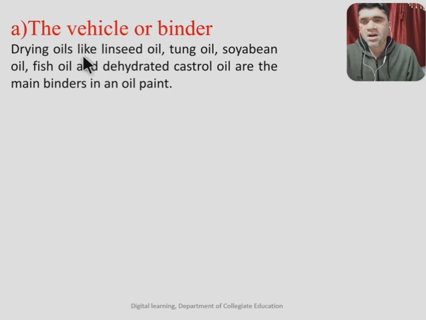These oils like linseed oil, tung oil, soya bean oil, fish oil, dehydrated castor oil are not used as food ingredients. Oils used in food are very costly. Hence cheap oils like linseed oil, tung oil, soya bean oil, fish oil, dehydrated castor oil are the main binders in an oil paint.